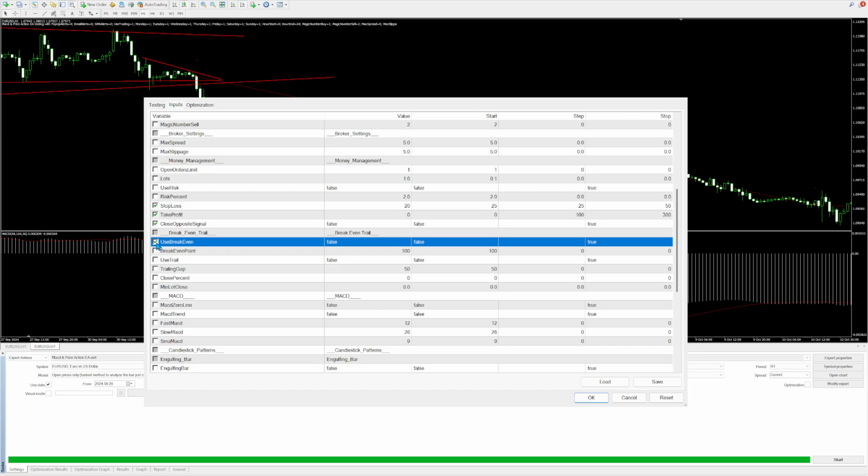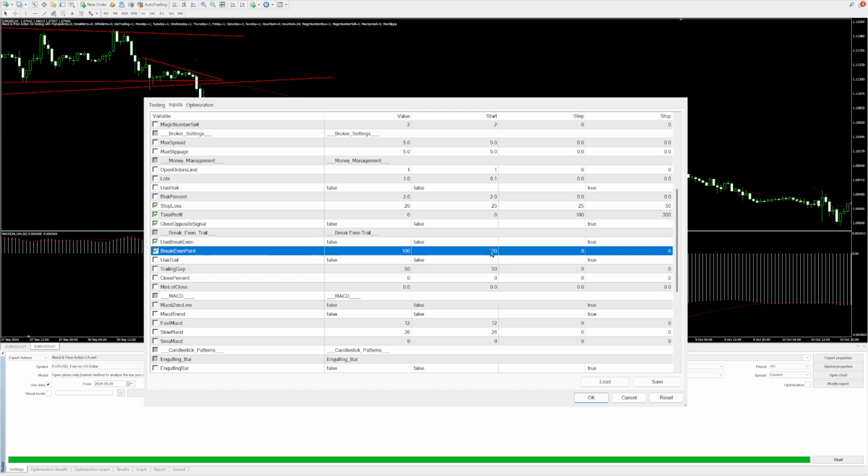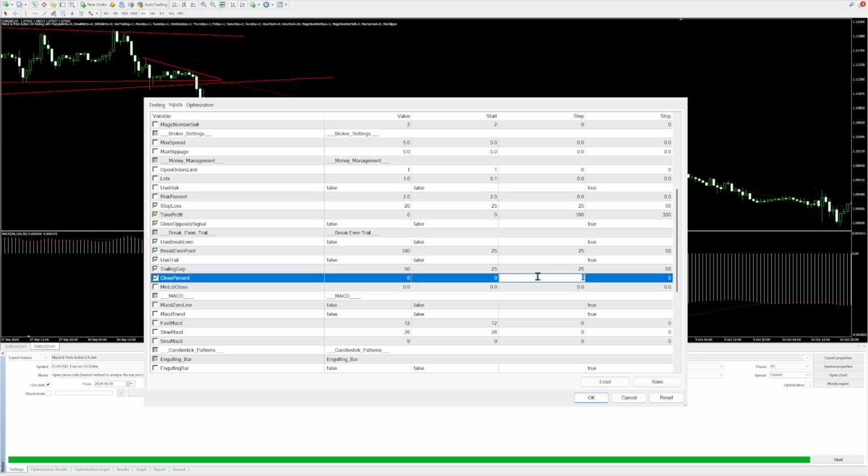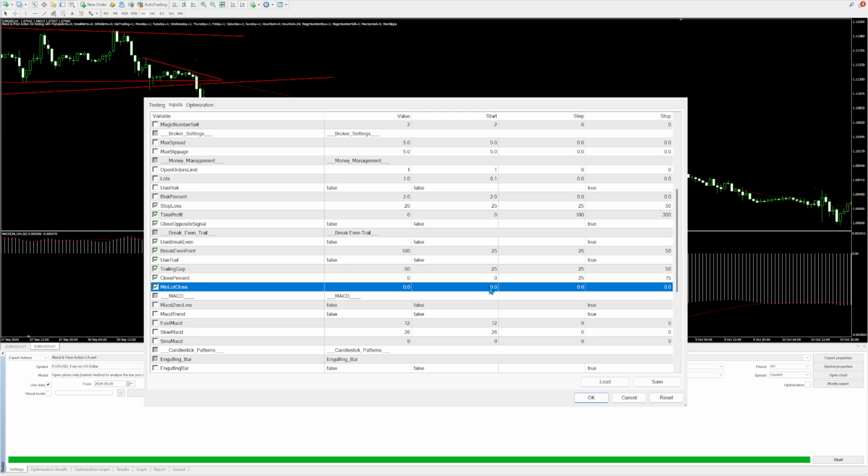For the break even, we'll set break even to true or false. The break even point, let's optimize 25 to 50. Trailing stop true or false, and we'll optimize the trailing gap 25 to 50. Close percent, let's say close 0%, 25%, up to 75%. And for the minimum lot to close, we are trading one standard lot. Let's just say 0 minimum, 0.25, up to 1.25, at which point the EA will not close any of the position.